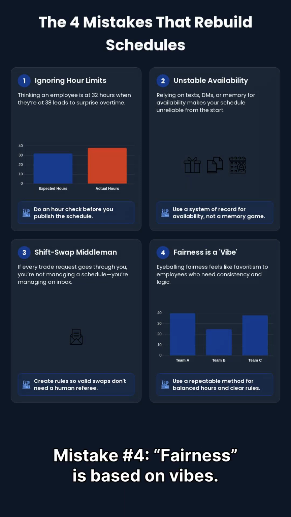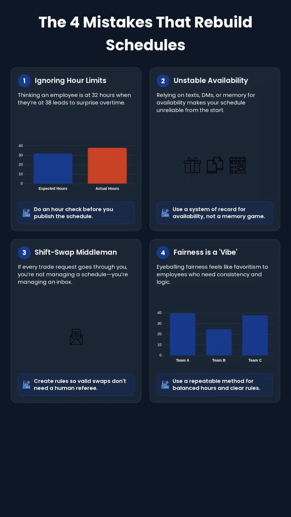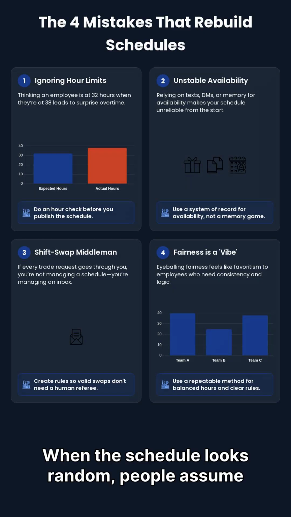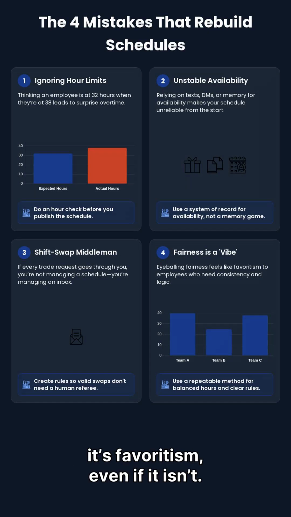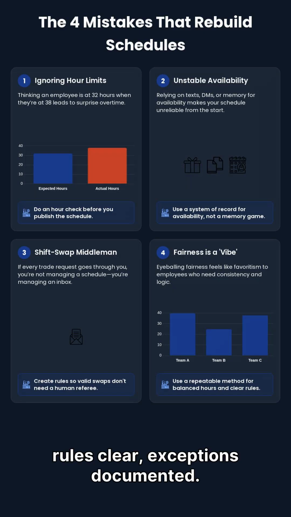Mistake number 4, fairness is based on vibes. If you're eyeballing fairness, employees will feel it. They don't need perfection, they need consistency and logic. When the schedule looks random, people assume it's favoritism, even if it isn't. Fix. Fairness needs a repeatable method, hours balanced, rules clear, exceptions documented.